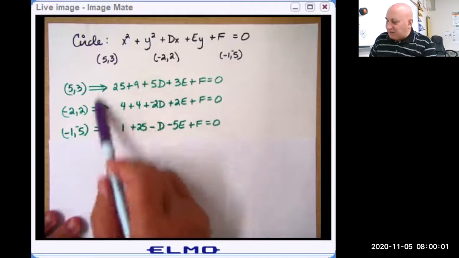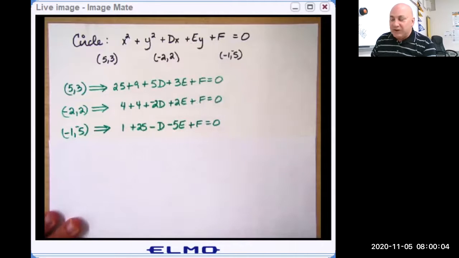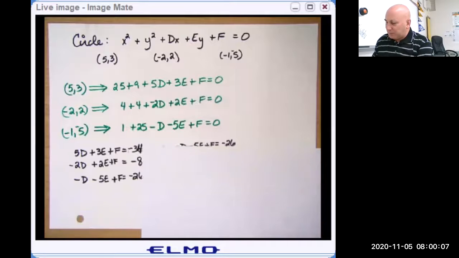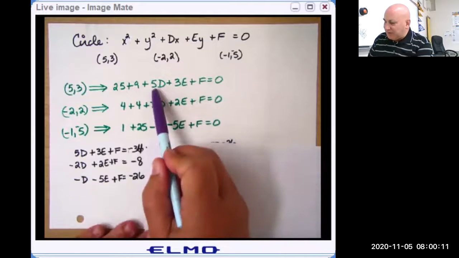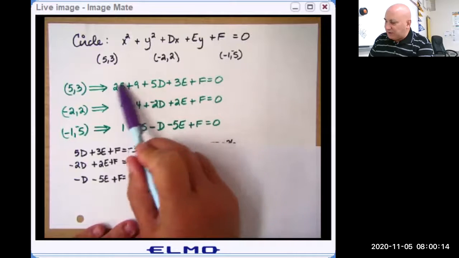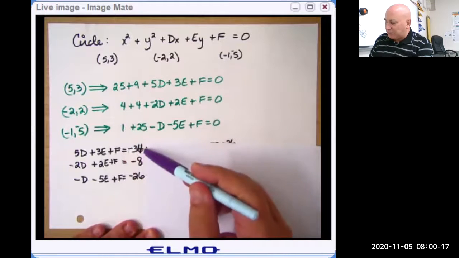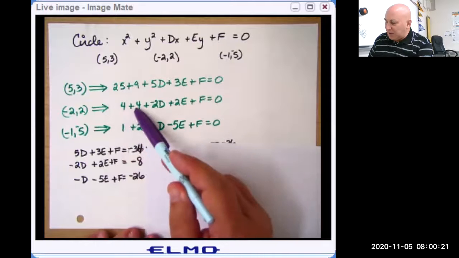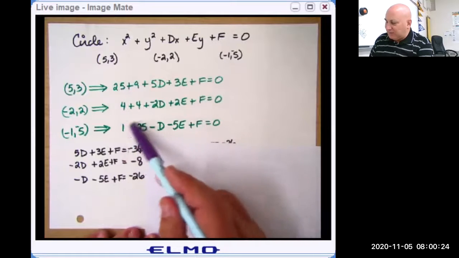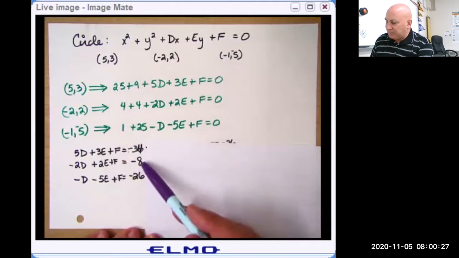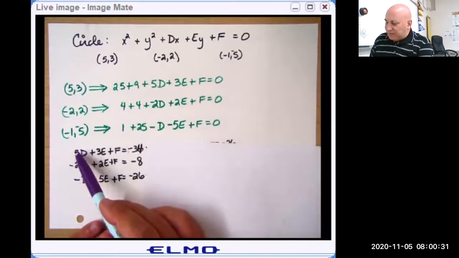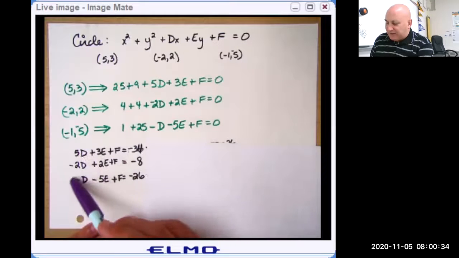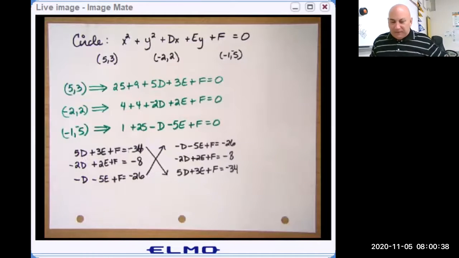I need to take all these constants, move them to the other side so that I have a nice system of equations. So it's 5D plus 3E plus F. This is 34, so that would be equals negative 34. Then I take this positive 8, move it over here. I take this 26 and move it over here. Now, I could use this 5 to clear out what's below it, but I'd rather have this negative 1. So I'm just going to interchange these two rows. That's one of my 3 allowed rules in Gaussian elimination. I can interchange 2 rows.